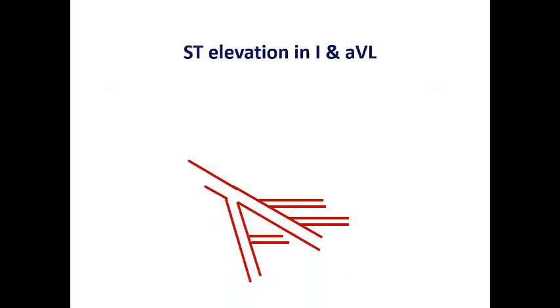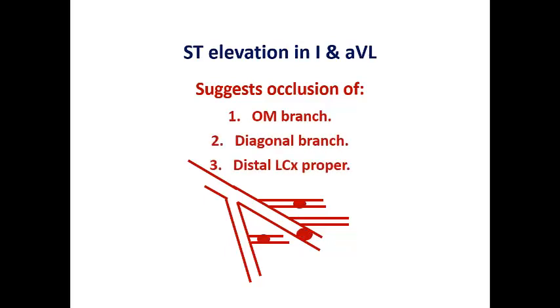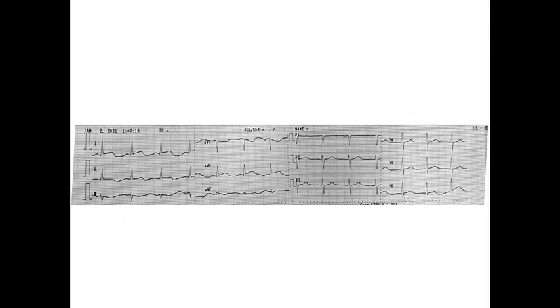Another famous possibility, what about ST elevation in I and aVL, the high lateral STEMI? It may suggest occlusion of OM branch, diagonal branch, or maybe distal LCX proper occlusion resulting in a limited infarction in the high region of the lateral wall. That's why we call it lateral wall STEMI or high lateral STEMI.